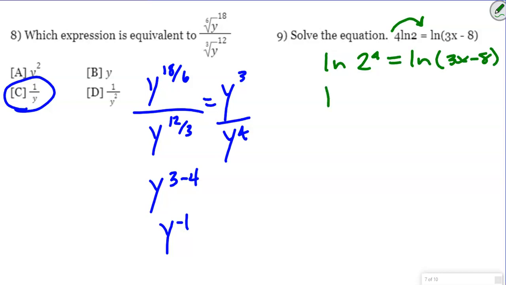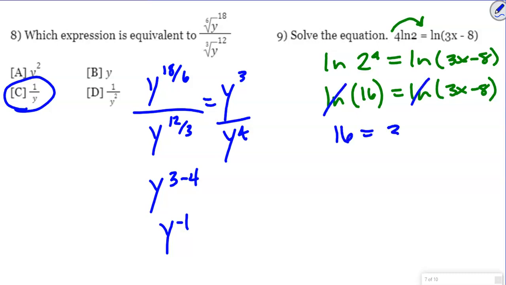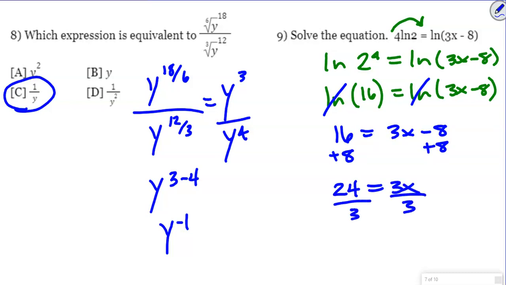What is 2 to the 4th? ln of 16, right? That's equal to ln of 3x minus 8. Now, if we have ln's on both sides of the equal sign, we can cancel them, right? So this is going to be 16 is equal to 3x minus 8. We're going to add 8 to both sides. So it's going to give us 24 is equal to 3x. So we're going to divide both sides by 3. So x is equal to 8.